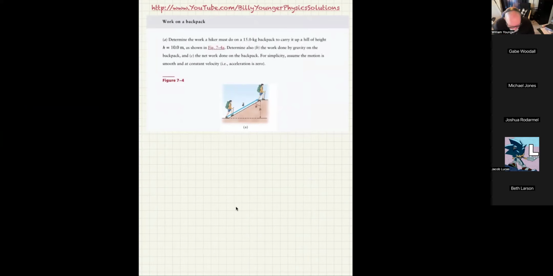This is problem 7-2. It says, A, determine the work a hiker must do on a 15-kilogram backpack to carry it up a hill of height h equals 10.0 meters as shown in figure 7.4a. Notice I only included figure 7.4a, by the way. Determine also B, the work done by gravity on the backpack, and C, the net work done on the backpack. For simplicity, assume the motion is smooth and at a constant velocity, i.e. acceleration is 0.